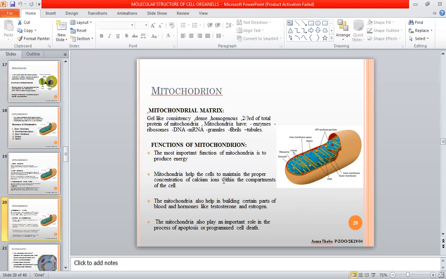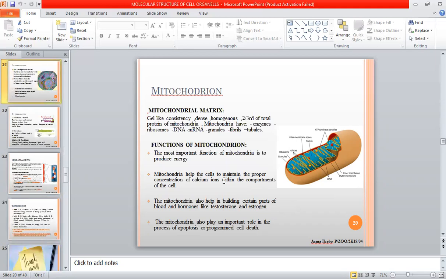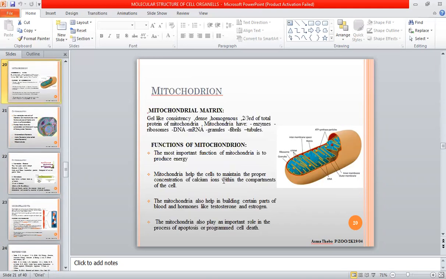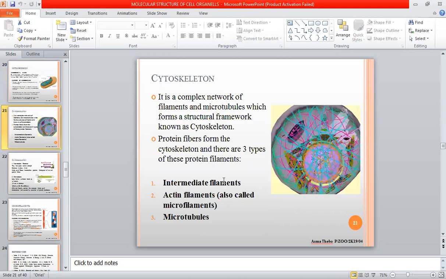Mitochondria function: the most important function of mitochondria is to produce energy. Mitochondria help in maintaining the proper concentration of calcium ions, and also help in building certain parts of the blood and hormones. These mitochondria also play an important role in programmed cell death.